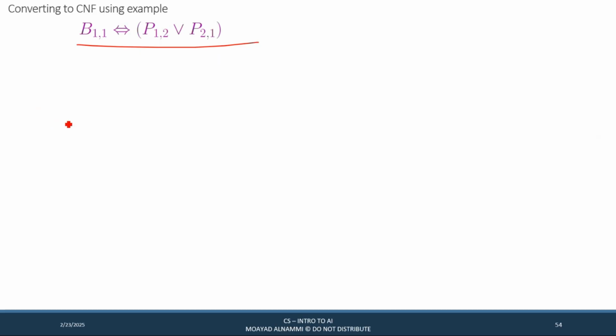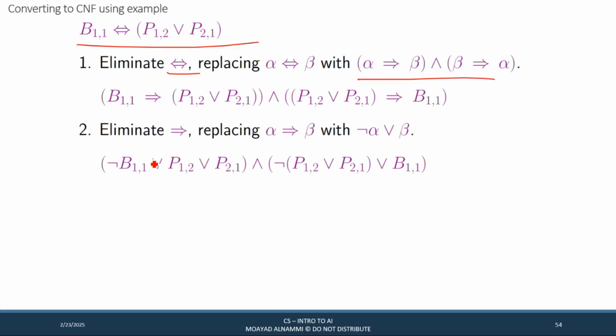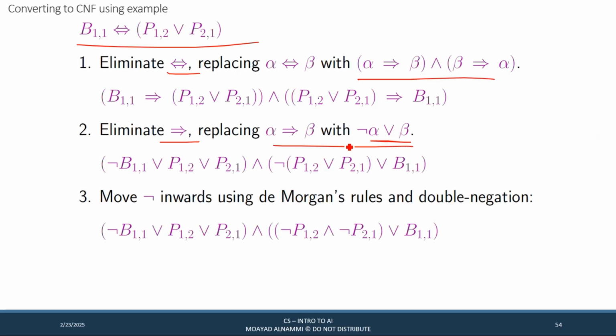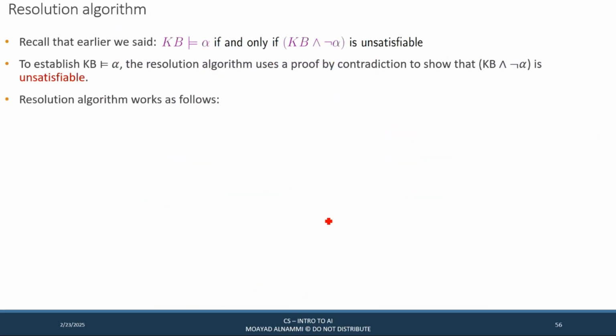You can convert it to a CNF very simply by eliminating the biconditionals and changing them to implications. Then eliminate the implications and change them to the not alpha or beta type of format. Then move the not inwards using De Morgan's rules and double negation. And then finally distribute the ors over the ands, and then flatten your clauses. So now you see we have the following clause 1, which is a disjunction, and then clause 2, and then clause 3, right? So this has converted this knowledge base to the following conjunctive normal form.